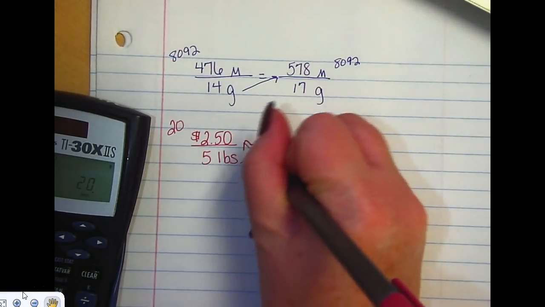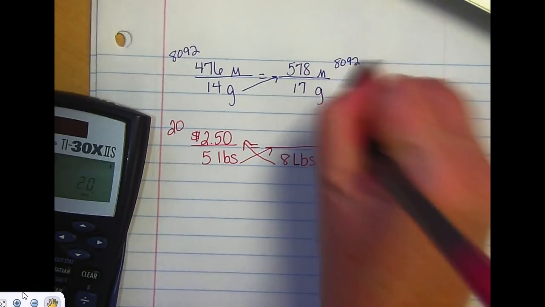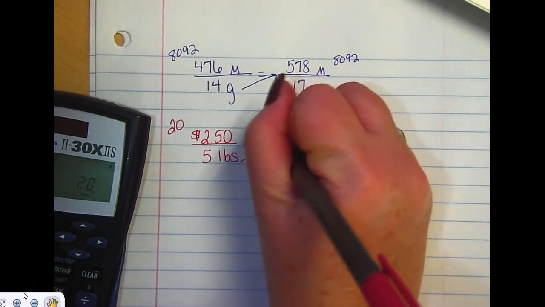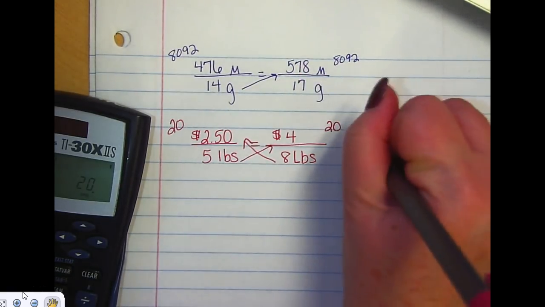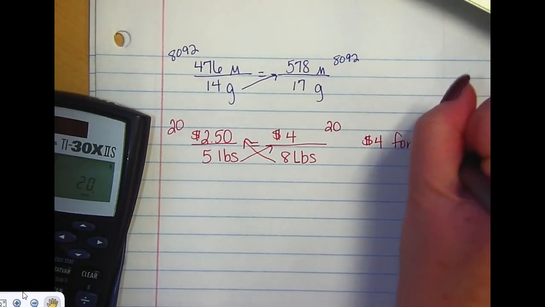And so when you cross multiply this, 5 times something should equal 20. And what is that something? 5 times what is 20? 4. So your answer is $4 for 8 pounds.